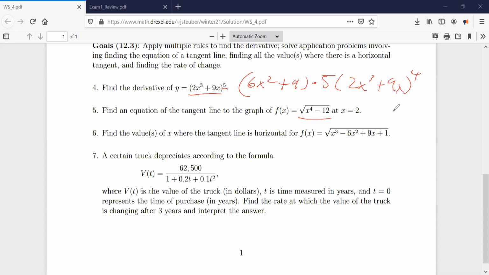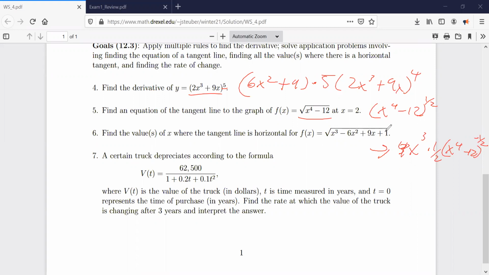So similar idea here. I'm just going to change this to x to the 4 minus 12 to the 1/2. And then this guy goes to, so the derivative of the inside is just 4x cubed. And then the derivative of the outside is, we do 1/2, and then we get x to the 4 minus 12 all to the negative 1/2.